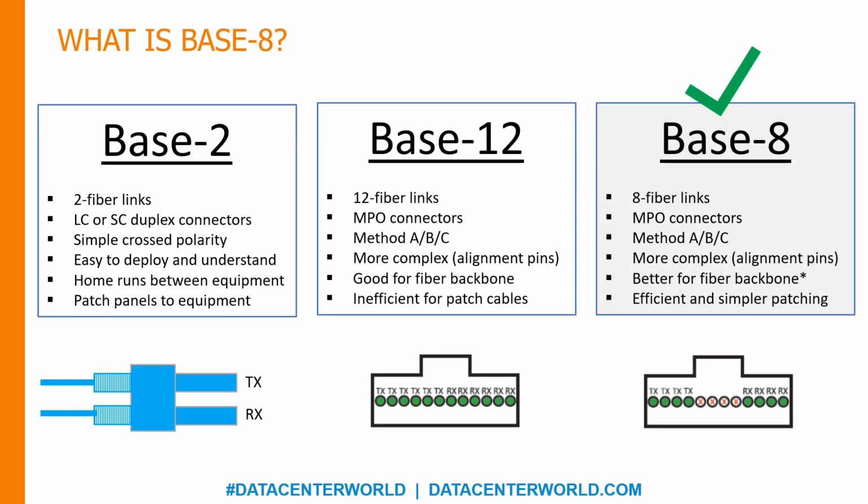So to better understand what base 8 is, it's helpful to have an understanding of the other cable types that are in the data center today. Starting out with base 2. These are those simple 2 fiber links that we talked about on the earlier slides. They're typically done with an LC duplex connector, have a simple cross polarity. They're very easy to deploy and understand. They can be used for home runs between equipment or from patch panels to equipment.